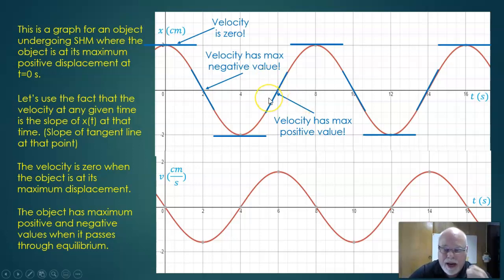The other thing I would point out is, go back to your calculus. This is a positive cosine function. When you take the derivative of a cosine, what do you get? You get a negative sine. So you'd have a sine function but flipped upside down. And that's exactly what we have here. This graph is just the derivative of this graph. And so we know that velocity is the time derivative of position. And so that's the basics of graphing.